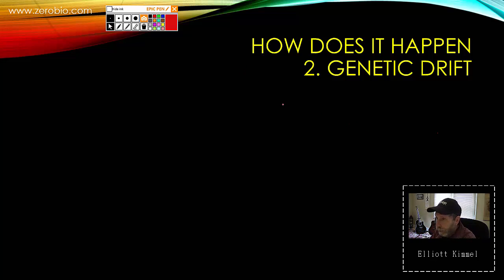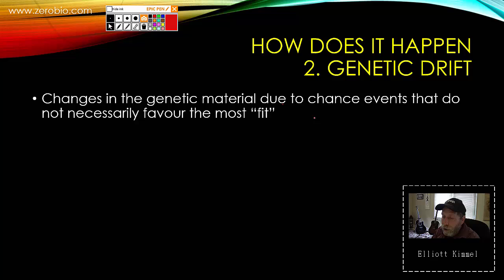Genetic drift. Changes in the genetic material due to chance events that do not necessarily favor the most fit. Now, this is important. The change in genetic material, chance events. We're not talking about natural selection yet. We will be talking about that soon. And they do not necessarily favor the most fit. The organism that seems the most adapted, the strongest, the best, the fastest, they're not necessarily going to be the ones that survive in genetic drift.